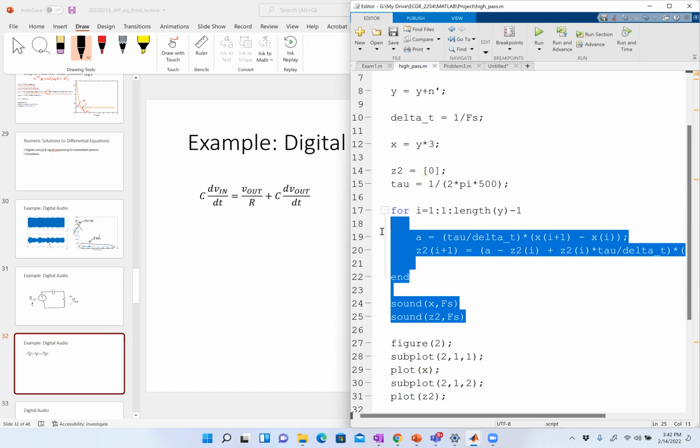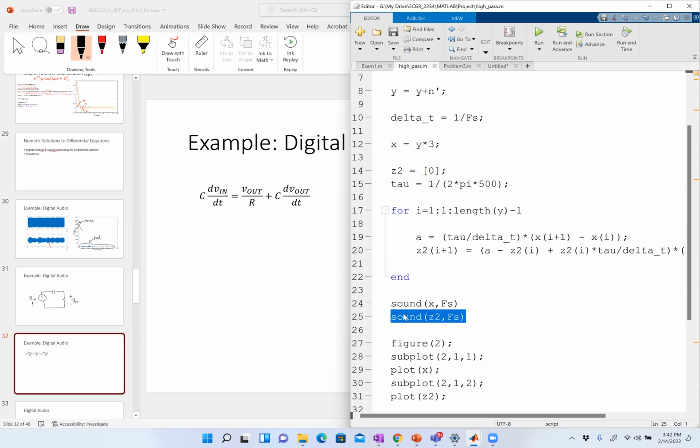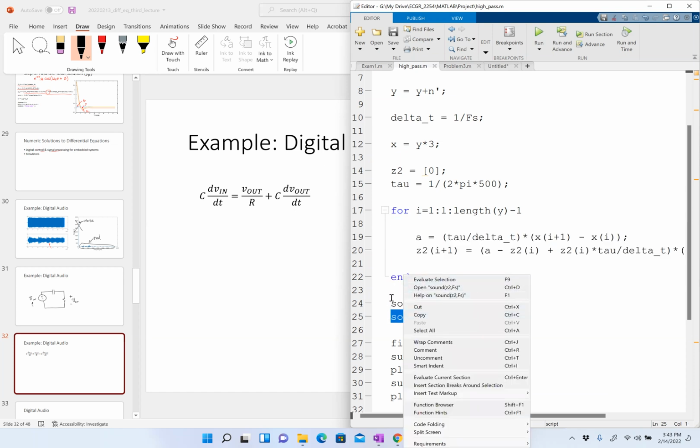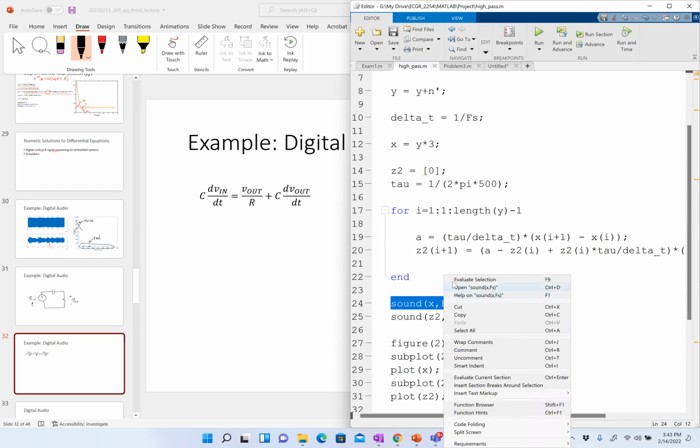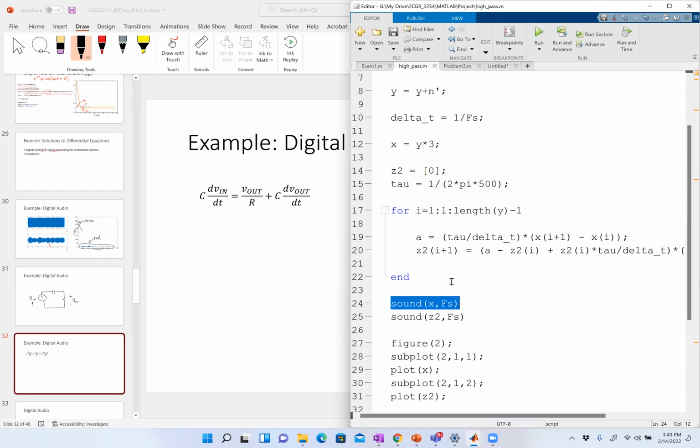And so if I play the cleaned up version of this, so here's the original. So I hear that 60 hertz hum. And if I do the cleaned up version of it, that hum is completely gone, right?